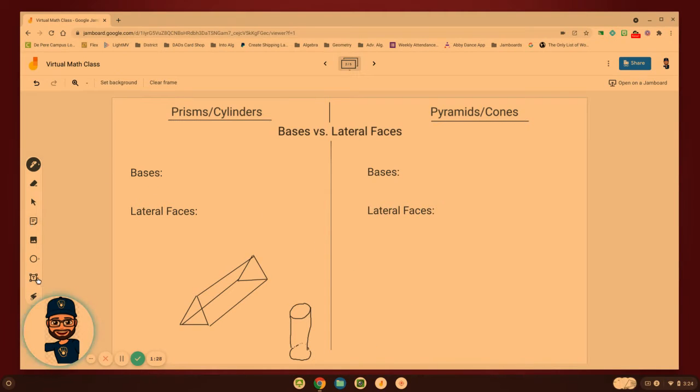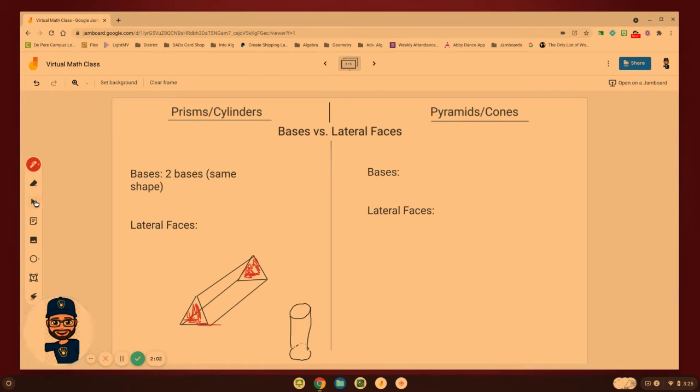So the bases in prisms and cylinders are really important. Two bases. They're going to be the same shape though. The exact same shape, right? So in this triangular prism, it's this front face here in red. That is a base. And it's this back one that's back here in red that is also called the base.